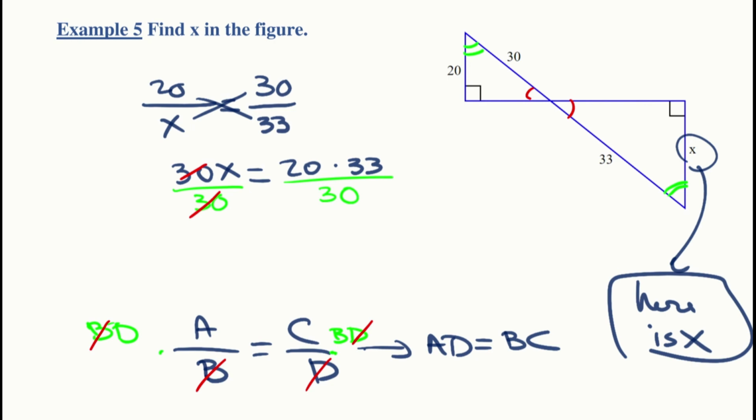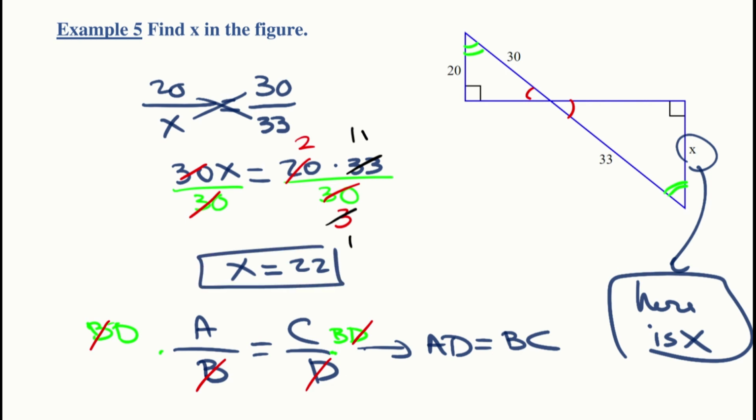On the right side, notice that 10 goes into 20 twice, into 30 3 times. But I notice that I can also cross cancel the 3 and the 33, right? 3 goes into 3 once, into 33 11 times, right? So now I end up with x equals 2 times 11, which is 22. So there we have it, okay?